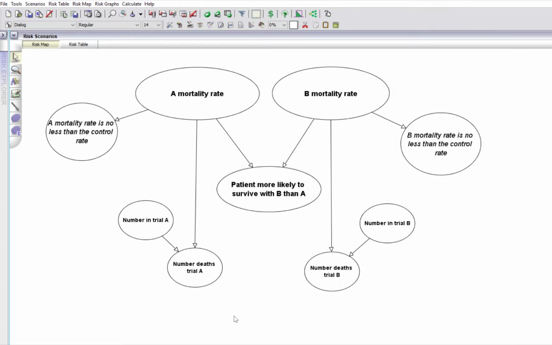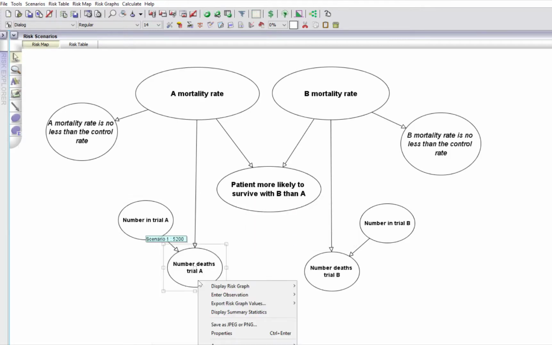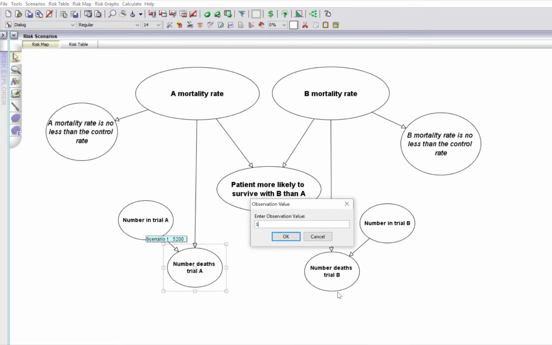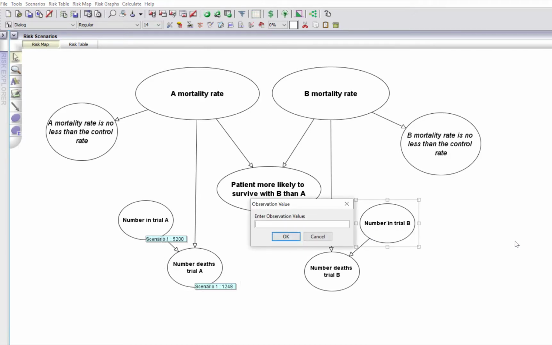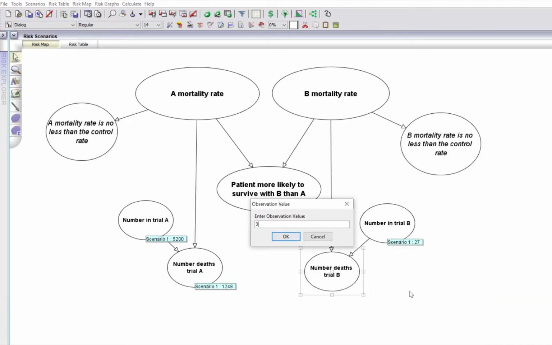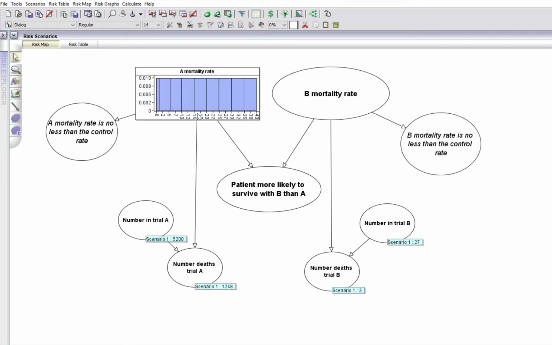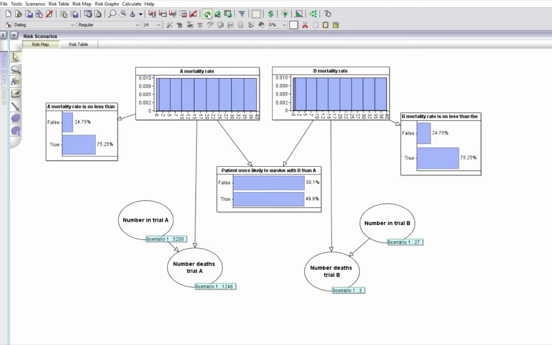Okay, so now let's enter the evidence of the trials. We know that for drug A, 5,200 patients were enrolled. And we know that 1,248, which is exactly 24%, died. And for treatment B, we know that there were 27 patients enrolled, of whom 3 died. And that's just over 11%. So let's just remind ourselves what the priors were for these things. And now let's run the model.